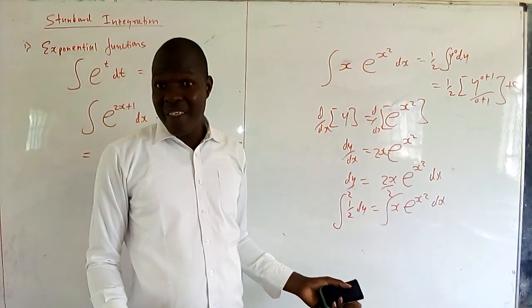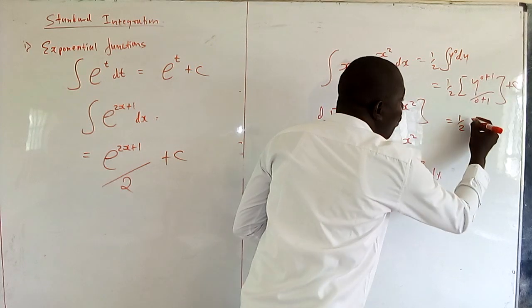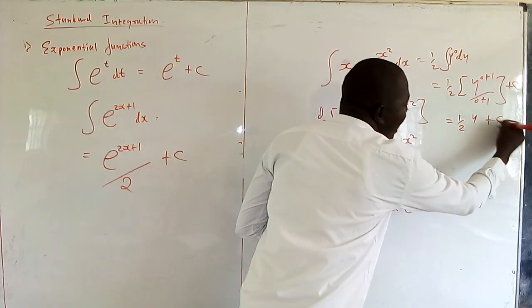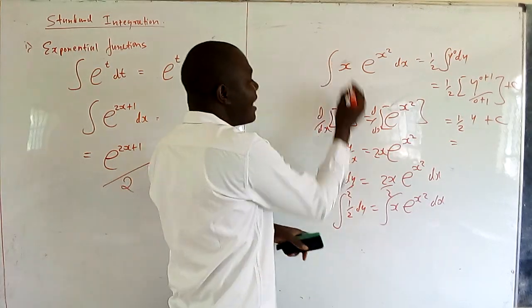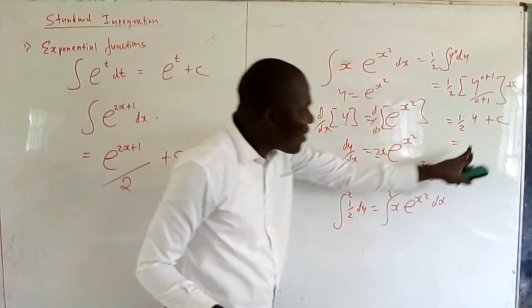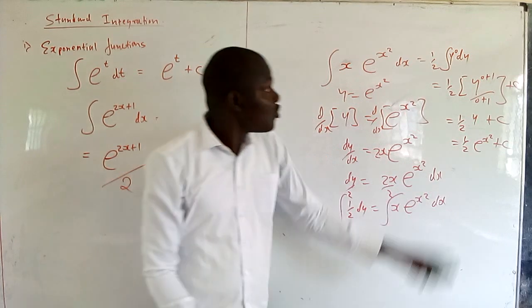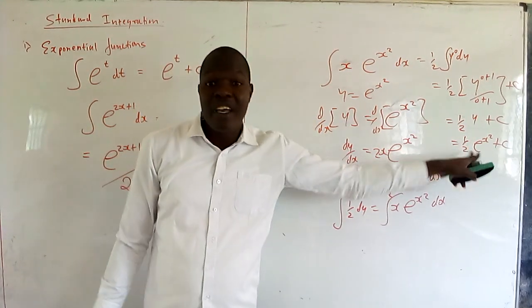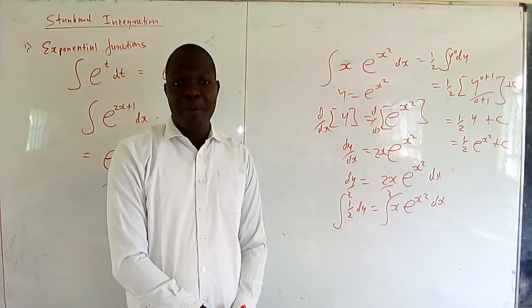Are we together? Now from there, if you integrate this, you have a half y over 1, meaning a half y plus c. What is y? With algebraic substitution, we go back. What was your y? Remember you said your y was exponential x squared. So where there is y, you put the value of y. So you have a half exponential x squared plus c. So you see you've integrated that. This is the answer, and you did not use integration by parts. Have you seen how it comes about?